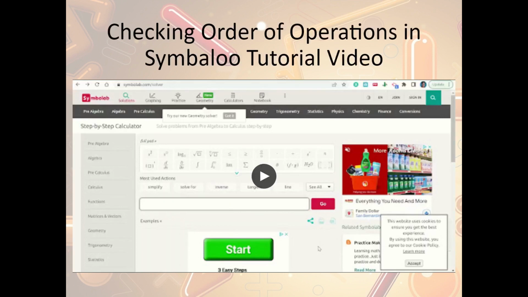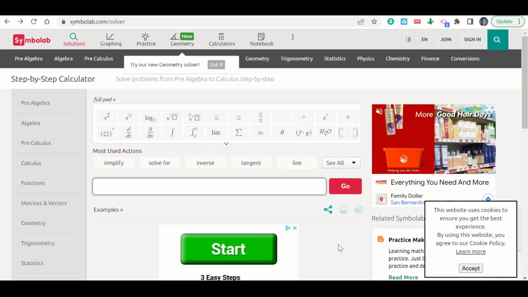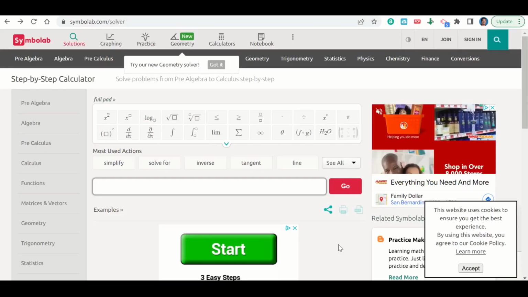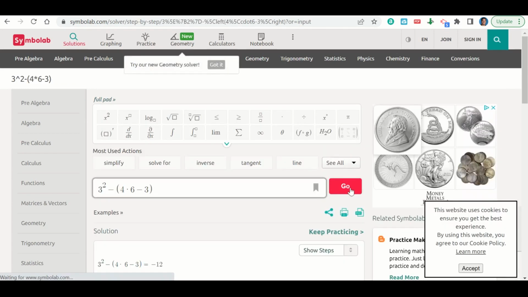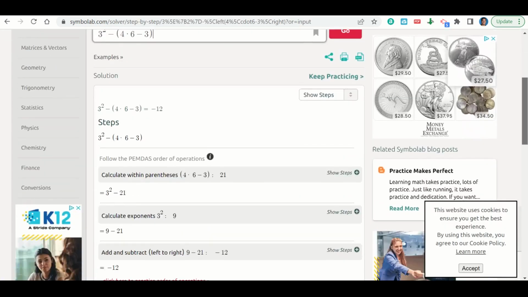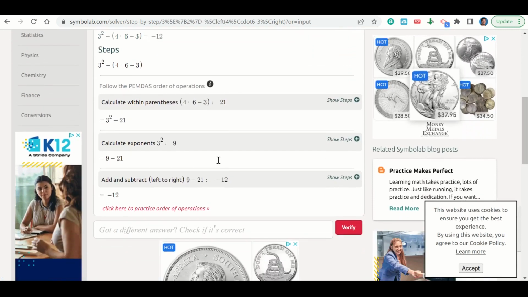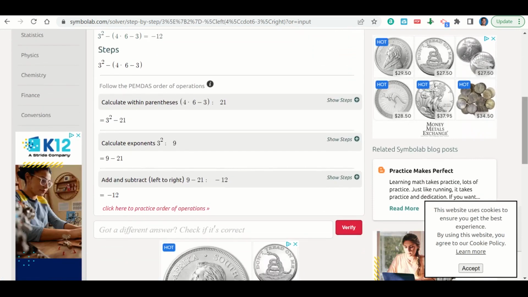Here's how we can check order of operations using Symbol Lab. There's a video here that you can watch. Let's take a look now at how we can check our work using Symbol Lab for order of operations. So let's say that we were given 3 squared minus 4 times 6 minus 3. So something that's written like this. We can go ahead and click Go, and it'll spit out the answer for us. It tells us the answer should be negative 12.